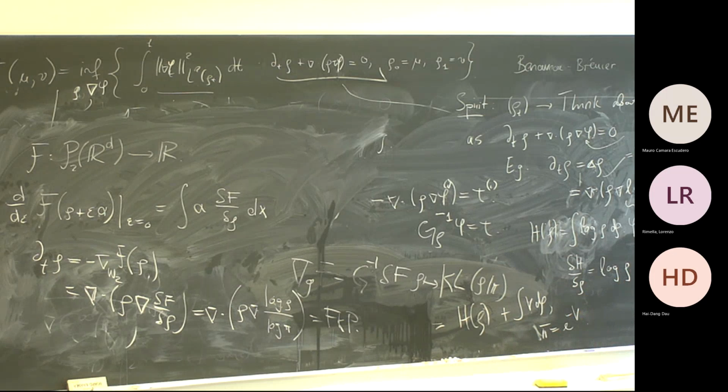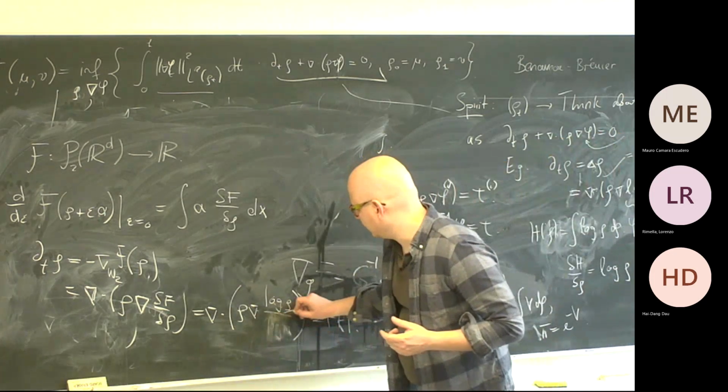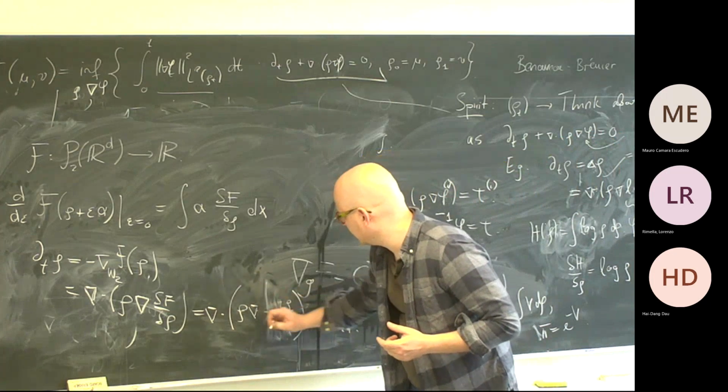Should it just be log rho over pi in that fraction? Oh yeah. Like this, right? Yeah. Sorry. Yeah, thanks.